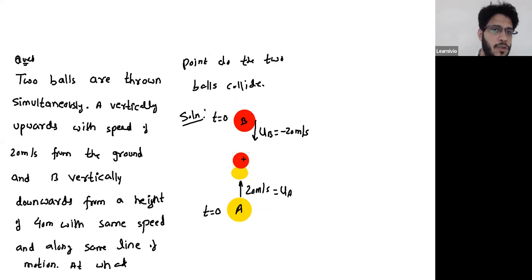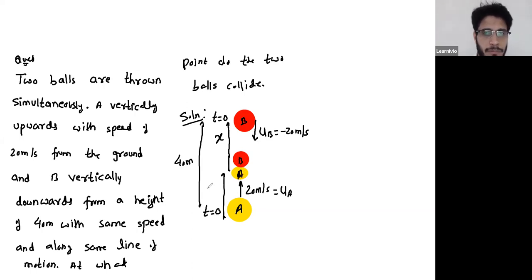Ball A and B collide over this point. The total height between these 2 points is 40 meters. Let's say this is B and this is A. They collide over this point and this separation is X. So Sania, can you guess how much is this? The total is 40, this much is X, then how much should be this one?